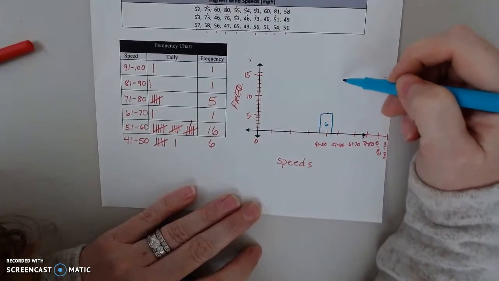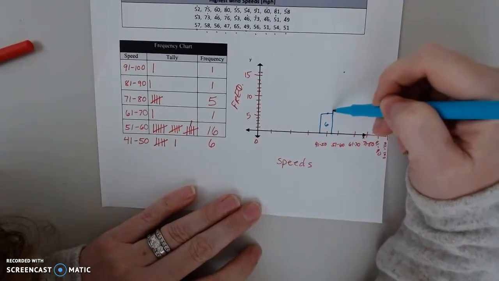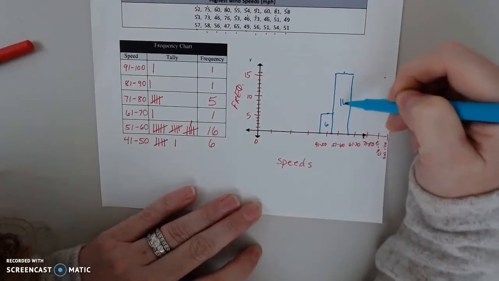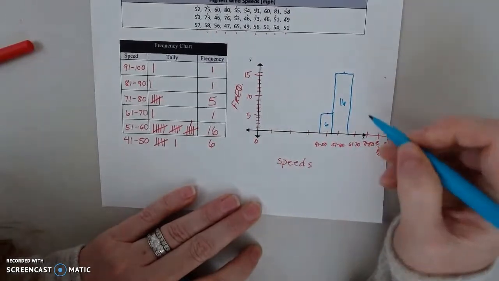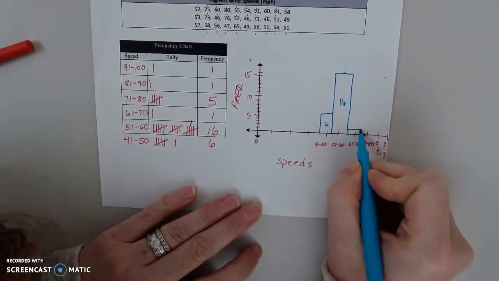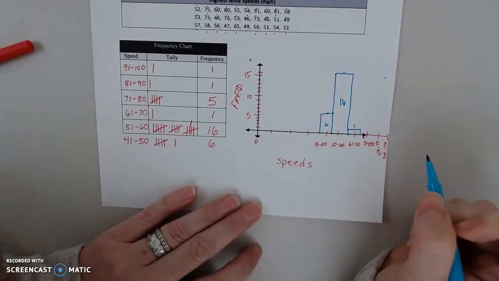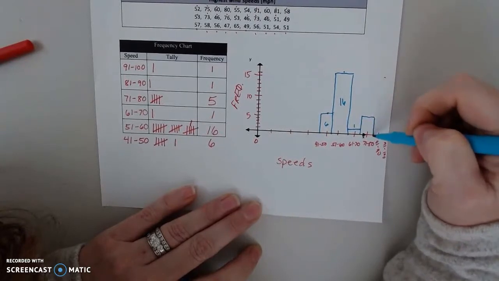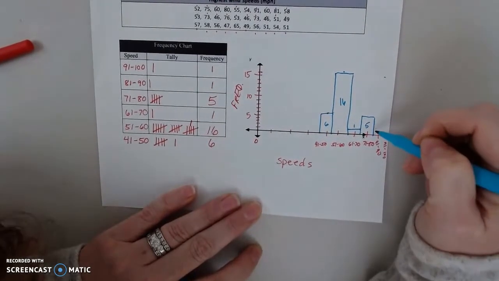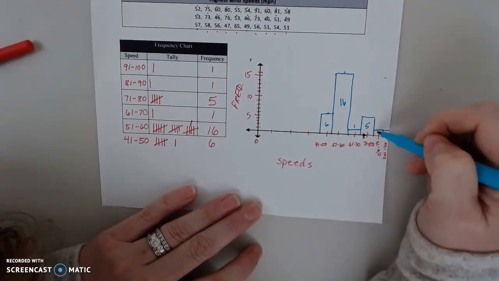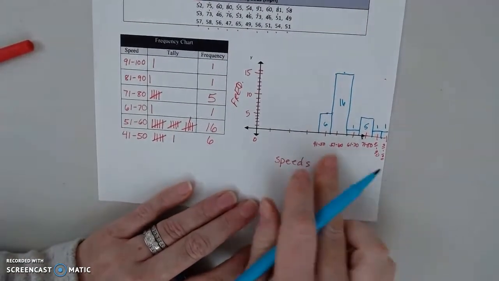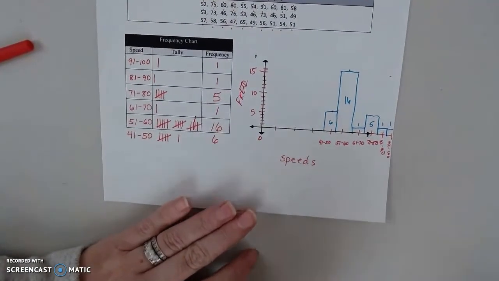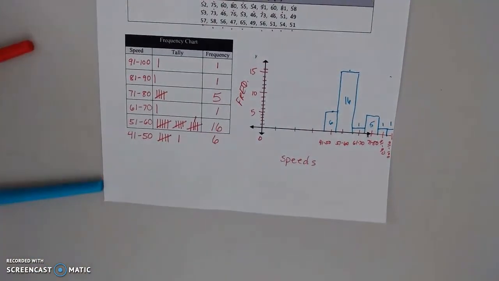61 to 70 is 1. 71 to 80 is 5. And then 1 and 1. Okay, so you don't need to fill those in, but see how mine are connected? So that's a histogram. If there are spaces between them, we just call it a bar graph, but I would not mark that wrong. Okay, and that's it.